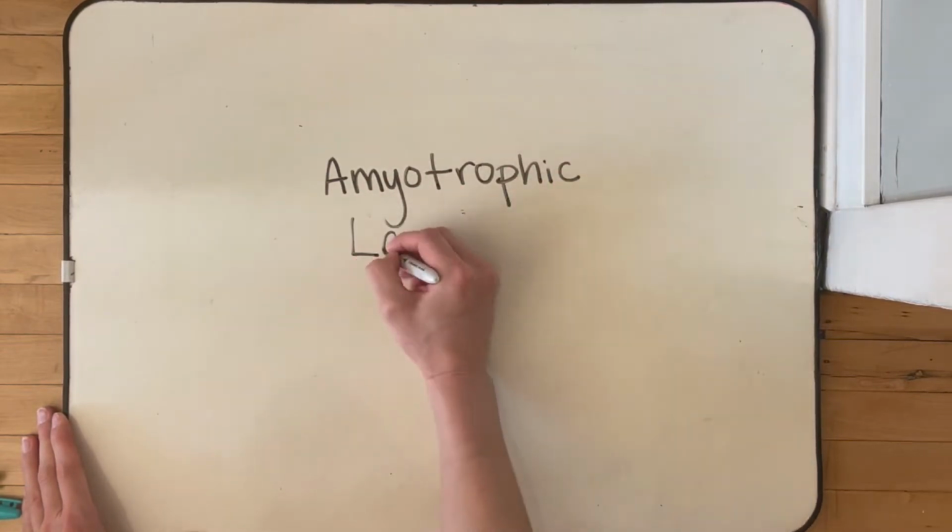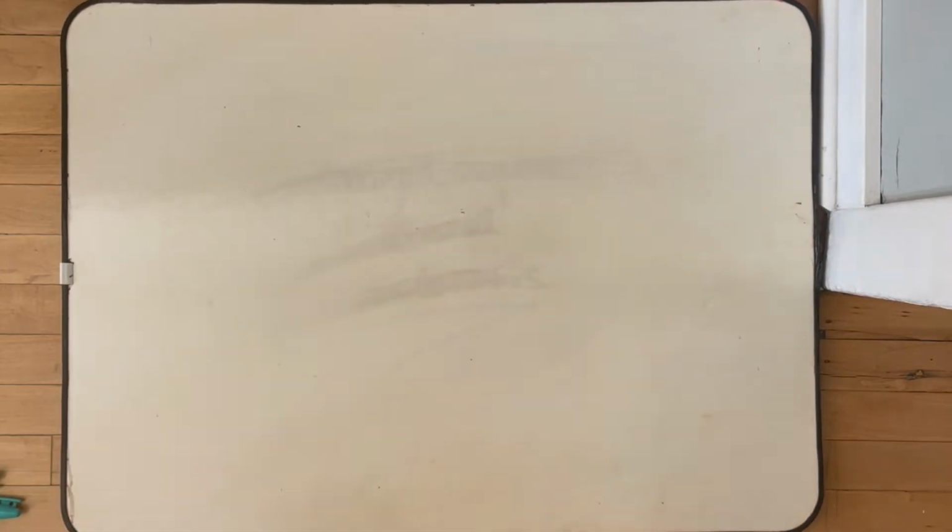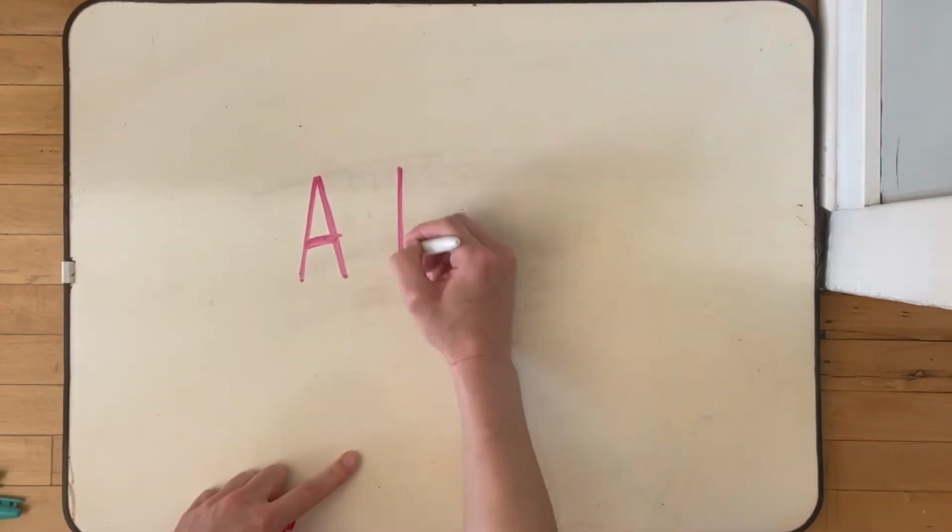Today we're going to be looking at the causes of the disease amyotrophic lateral sclerosis, or more commonly known as ALS.